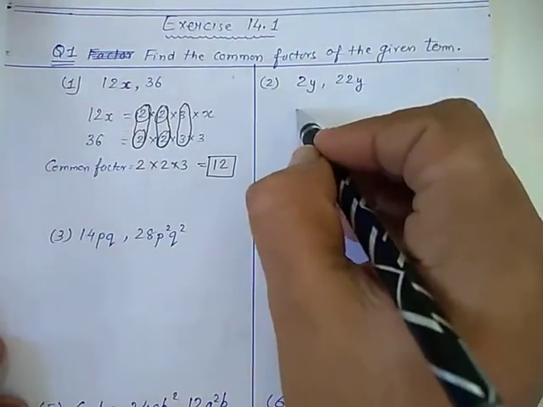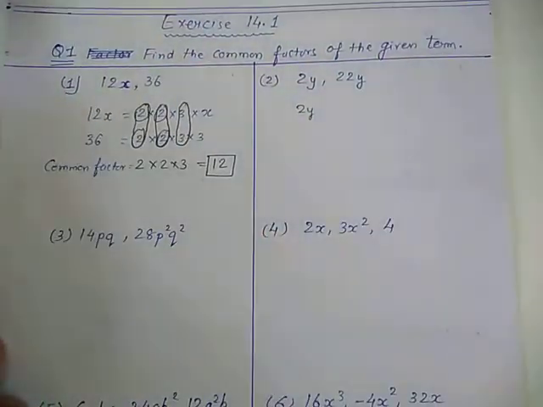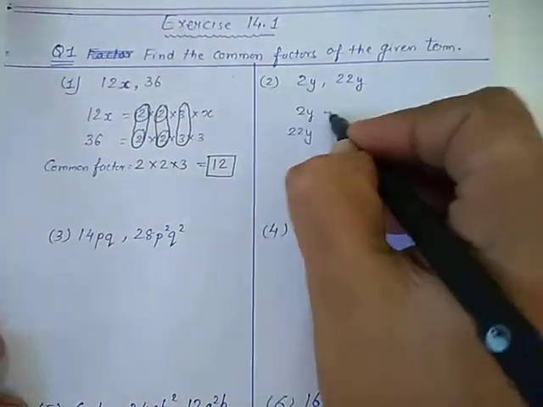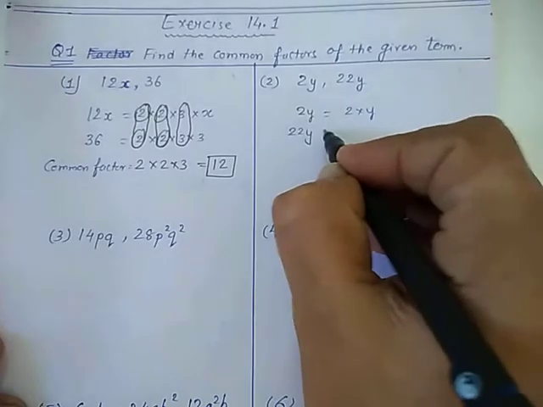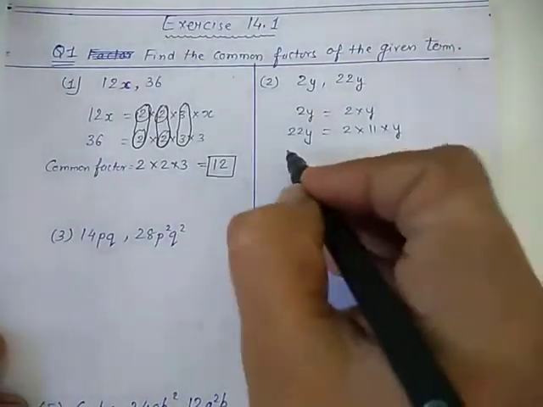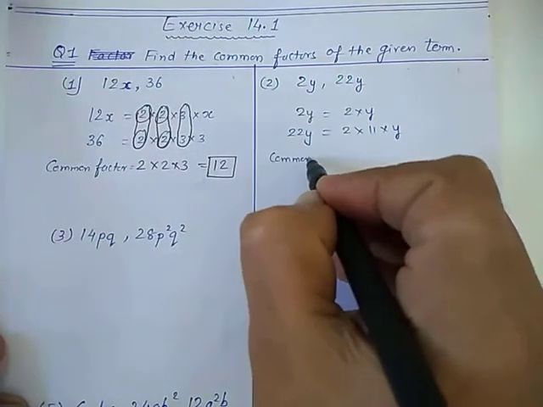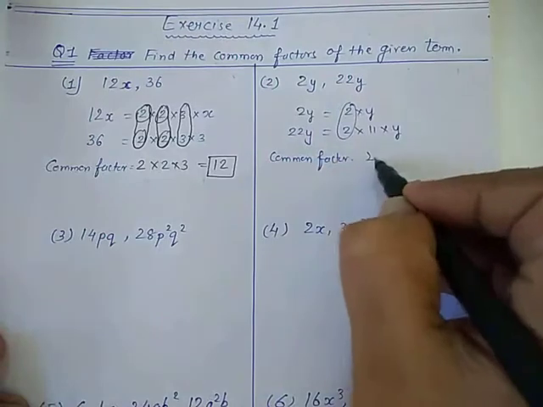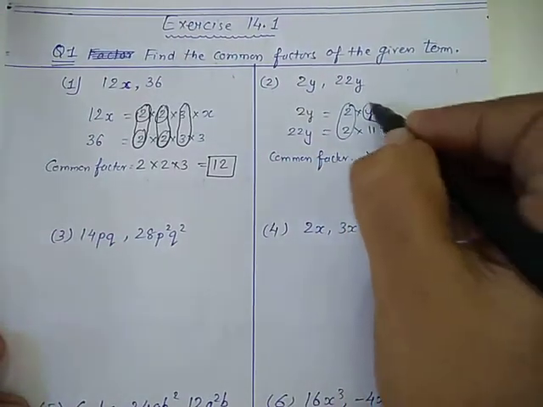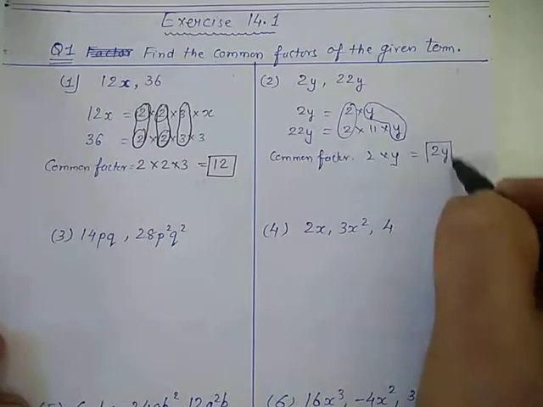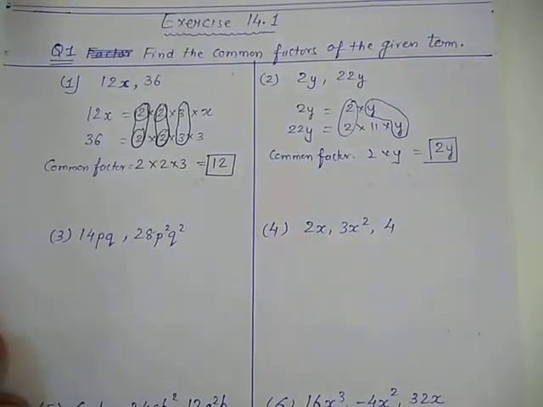Similarly, you can go for 2y and 22y given. So 2 into y, and 22 means 2 into 11 into y. So the common factor is 2 and y in both. So it will be 2 into y, means 2y is a common factor for this. Clear, friends?